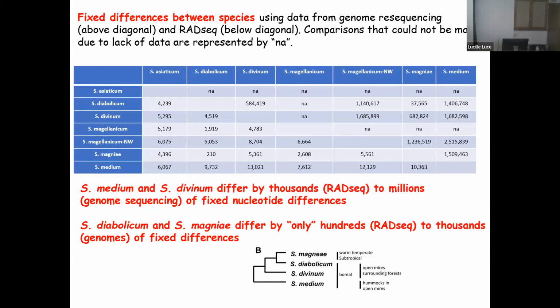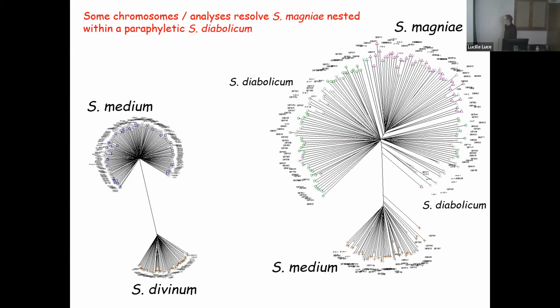Whereas these two, which diverged relatively recently, differ by only hundreds in the case of RAD-seq data, or tens of thousands in terms of genome resequencing. So those latter two are really clearly much more closely related.